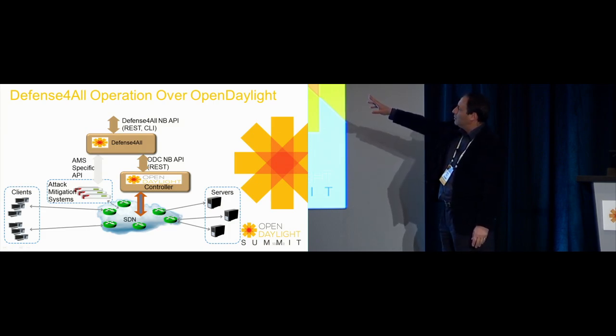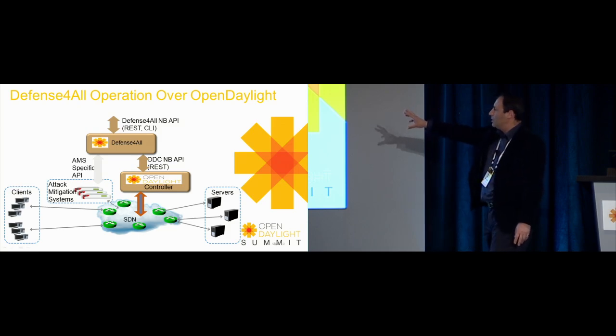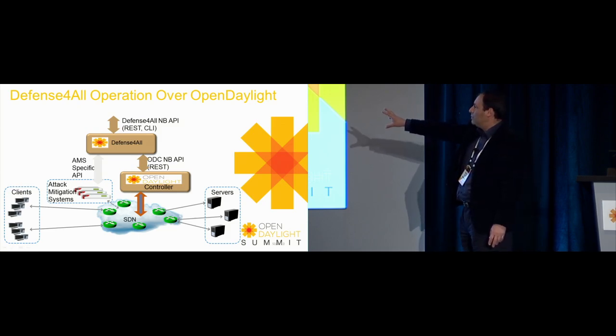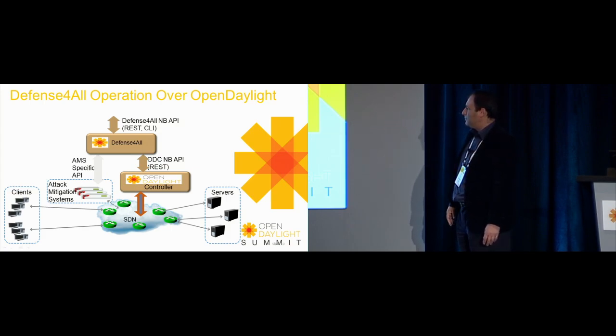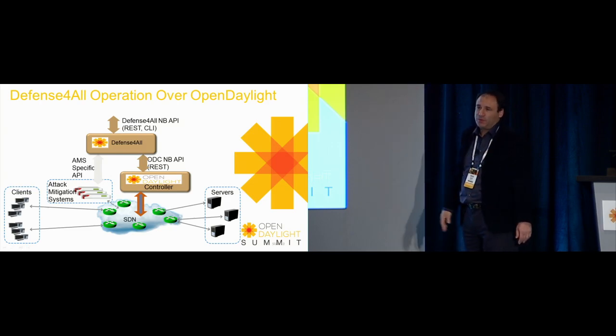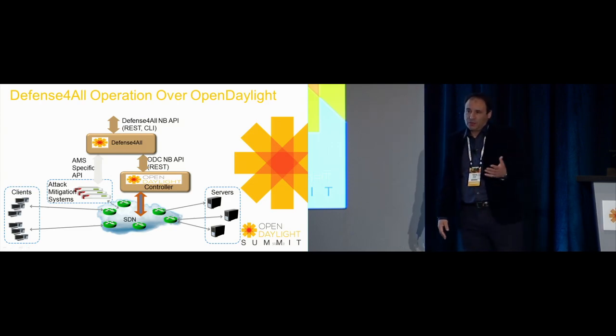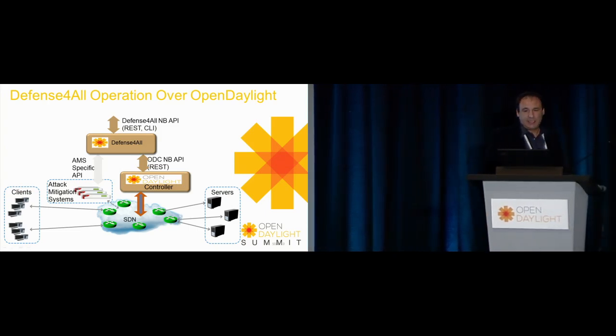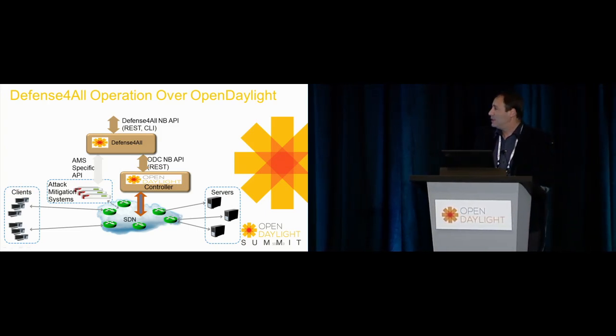Optionally, we can have attack mitigation systems, mitigation devices attached to the network so that traffic can be redirected to those devices when an attack strikes. Defense4All itself presents its northbound API by means of REST and CLI, and we will go through the CLI part today.